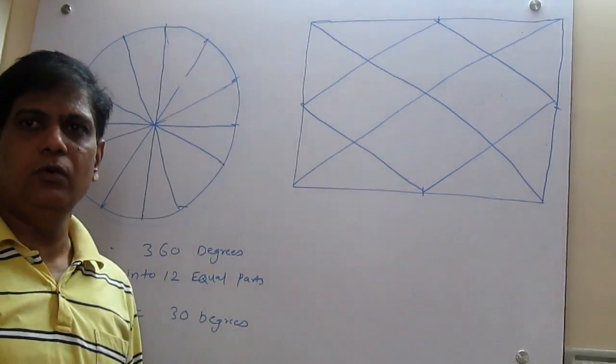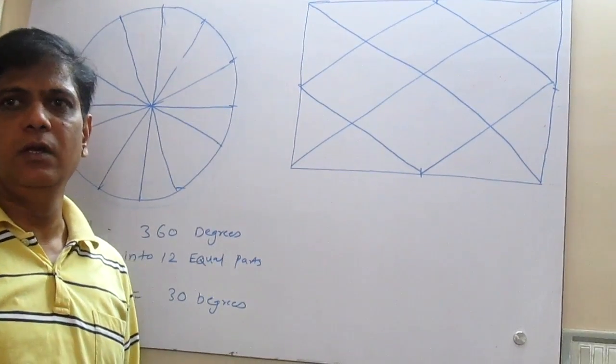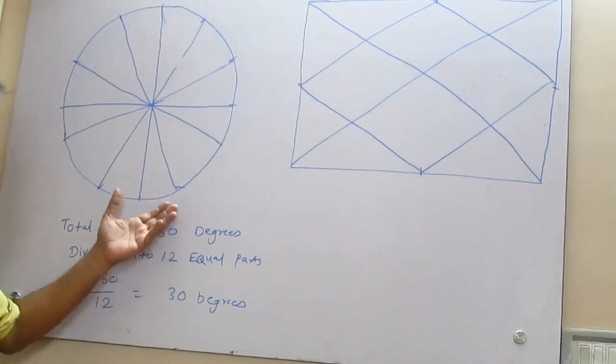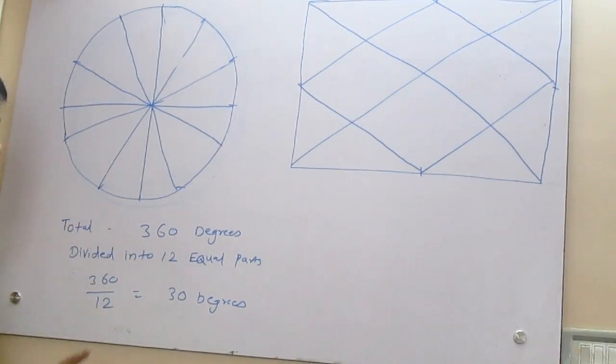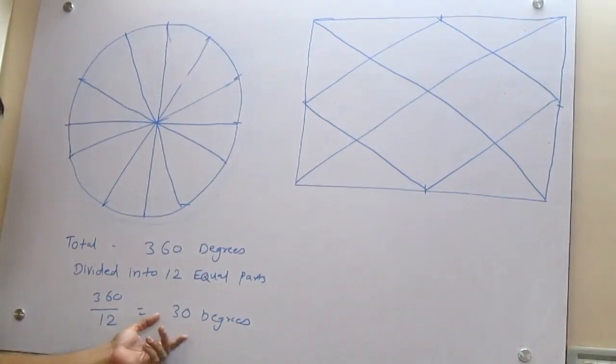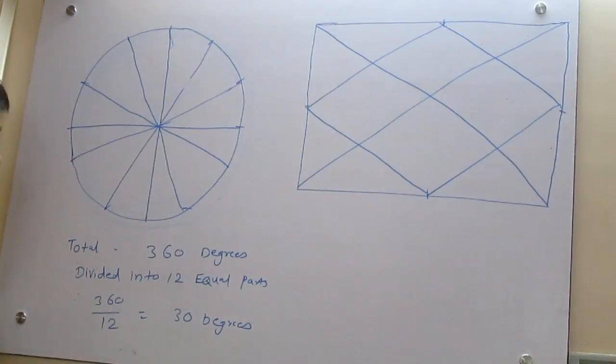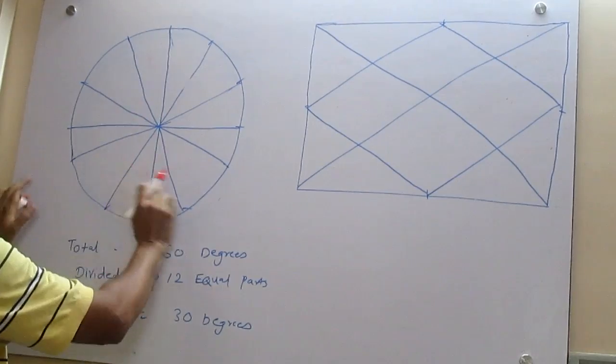I am going to tell you about the birth chart, the Janma Kundali. This figure shows the horizon, which is 360 degrees, divided into 12 equal parts. 360 degrees divided by 12 is equal to 30 degrees. Each part is 30 degrees. So these are the 12 equal parts of the horizon.